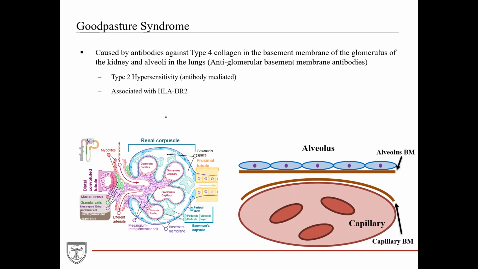So lastly, to close this lecture out, we'll talk about Goodpasture syndrome. So like Alport syndrome, Goodpasture syndrome involves type 4 collagen, but it's a little bit different mechanism. So remember Alport, you had a mutation that resulted in deficient collagen 4, right? Versus Goodpasture syndrome is caused by antibodies. So it's an autoimmune reaction.